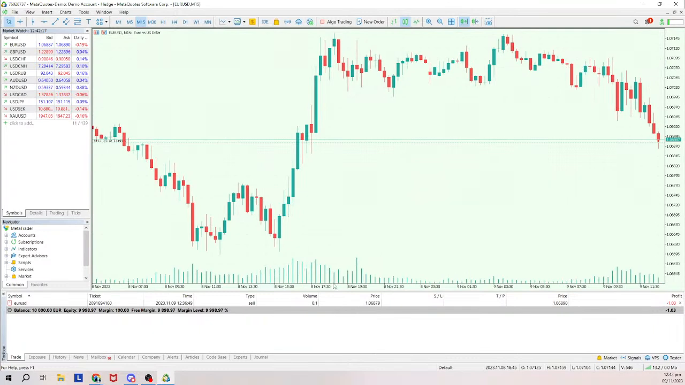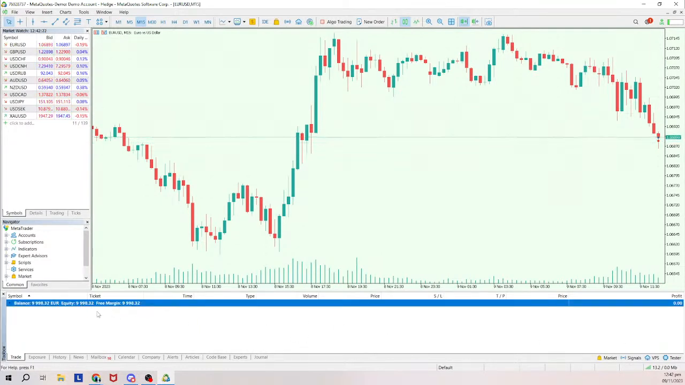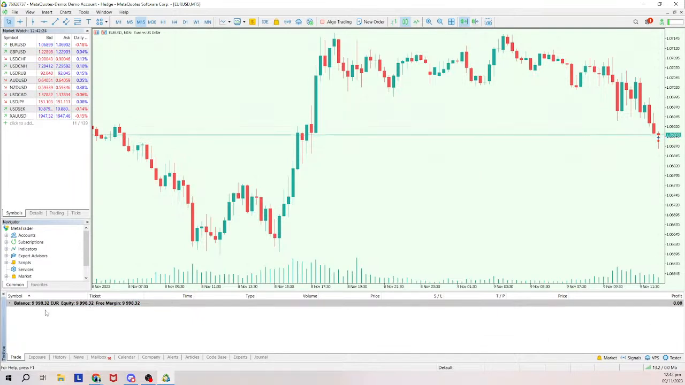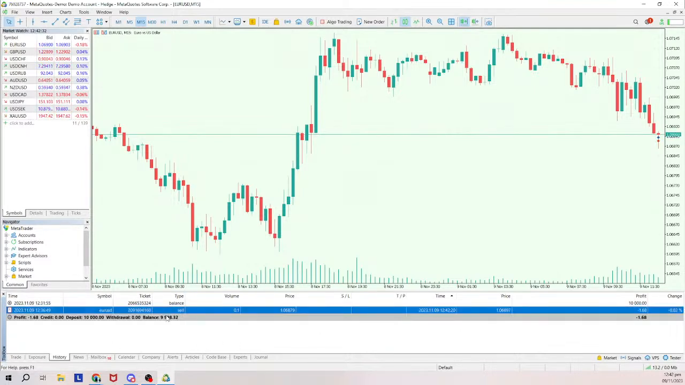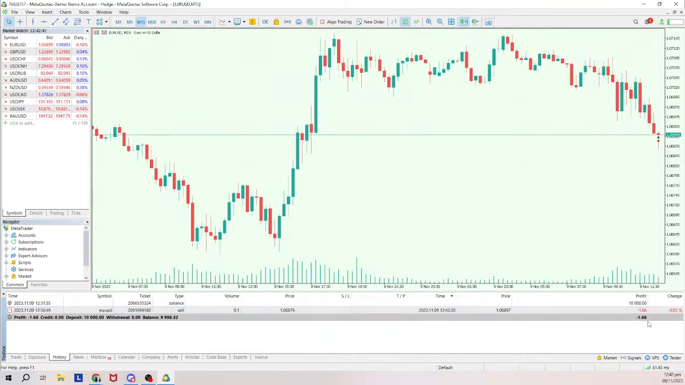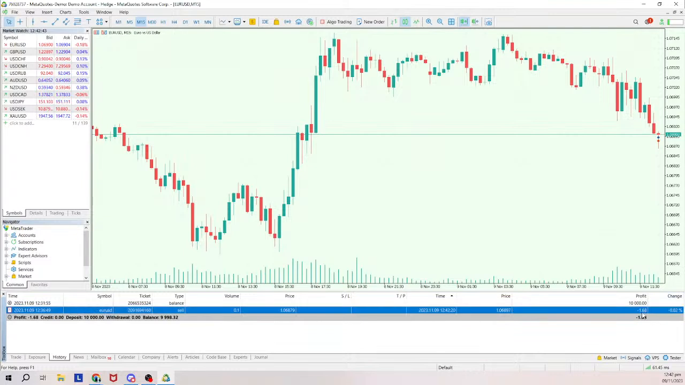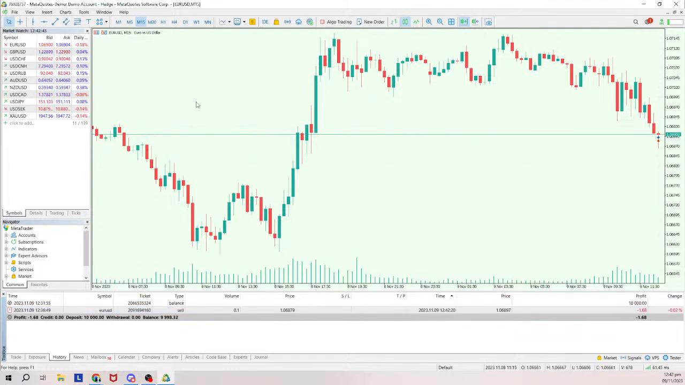Okay, so let's go ahead and close this trade. See, trade closed, balance and equity are the same now. They don't move any further because there are no open positions. Come to history, we can see again 0.1, entry time 36, exit time 42, position change profit or loss, in this instance minus $1.